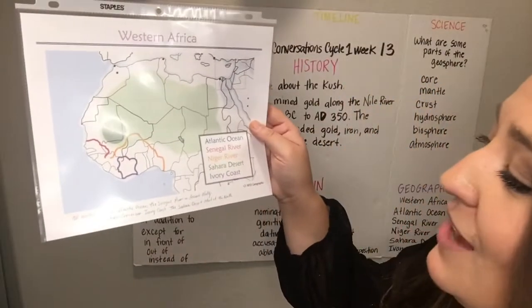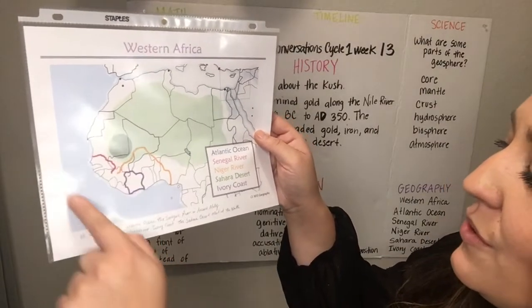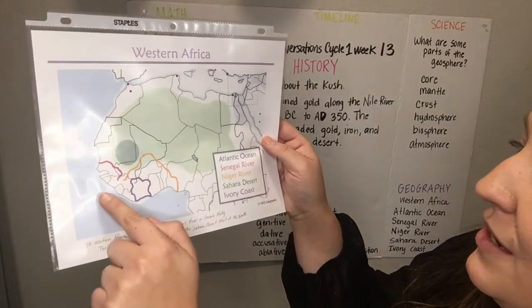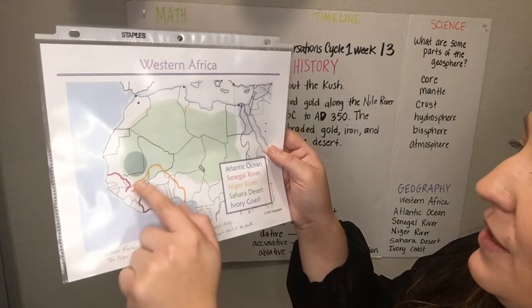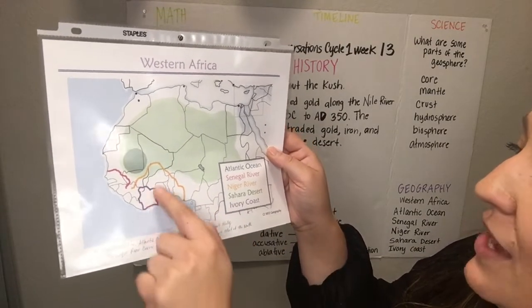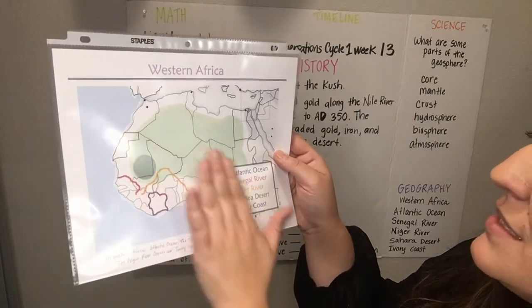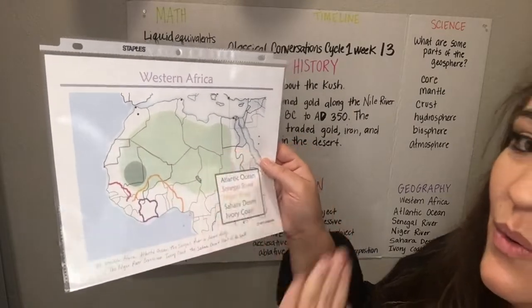Oh, Western Africa, Atlantic Ocean, the Senegal River, in ancient Mali, the Niger River curves over the Ivory Coast, the Sahara Desert, most of the north.